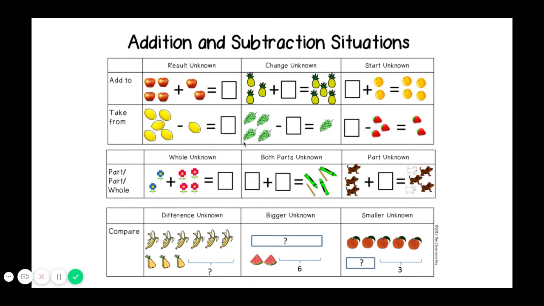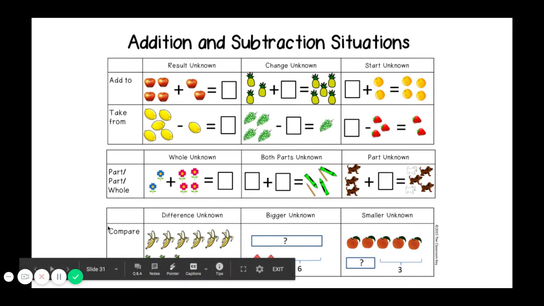We also practiced problems that were called change unknown. We started with a number and our other part was unknown. So we started with 3 pineapples plus some equals 5 pineapples. Change unknown can also be used in subtraction. Started with 4 grapes, take away some, and that equals 1 grape. So you have to solve and find the change. The other type of problem we studied this year were called compare problems, when you're comparing 2 different things.